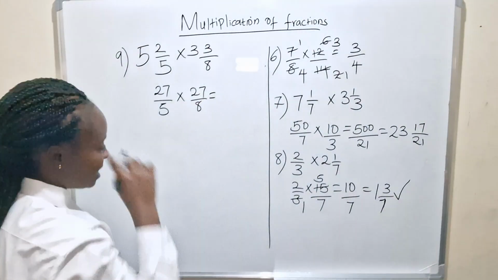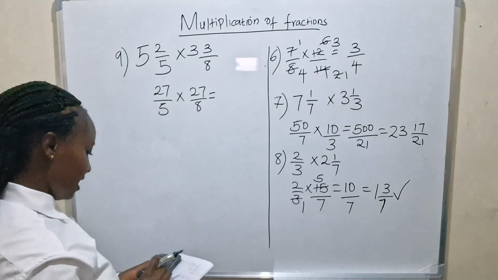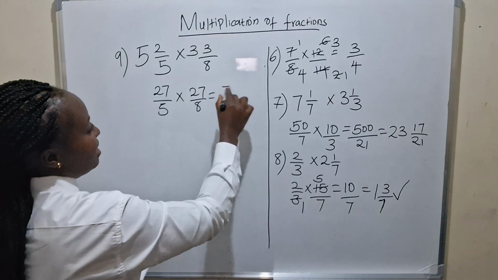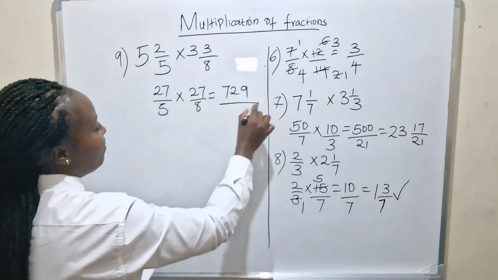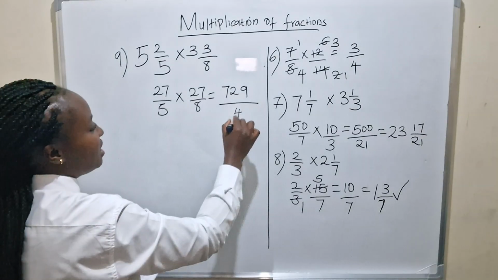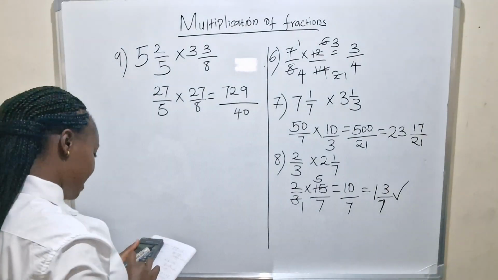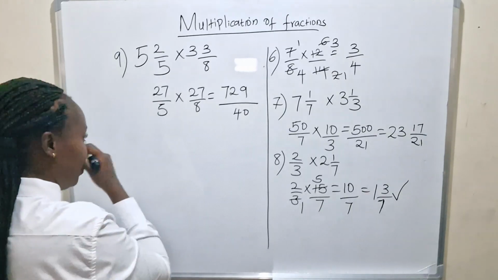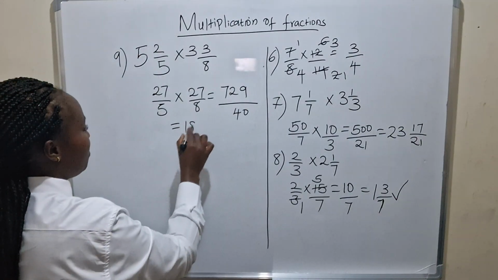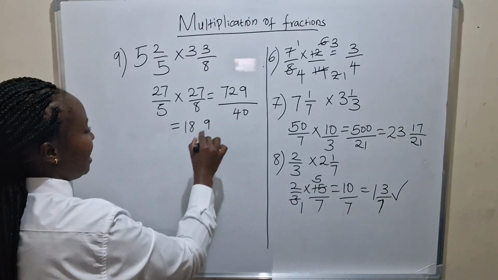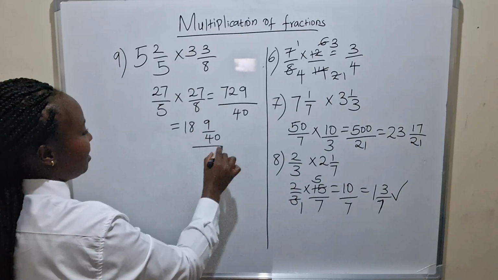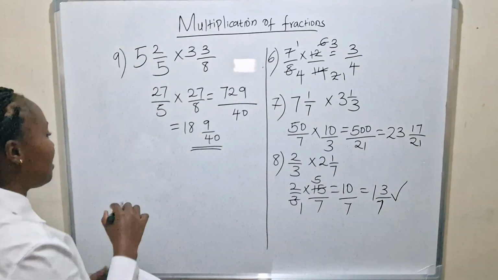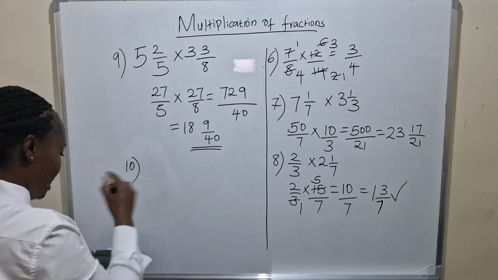Okay? In such a sum, you can just choose your calculator and you'll find 27 times 27 is 729 over 5 times 8 is 40. Okay? And 729 divided by 40 equals 18 whole and 9 over 40. Okay? And our last example, number 10, right?